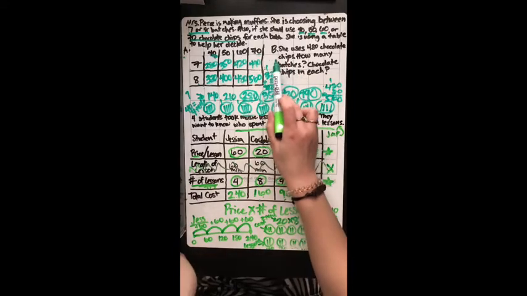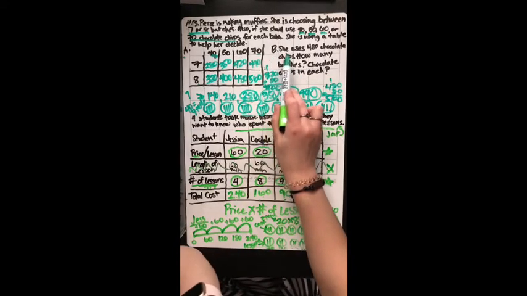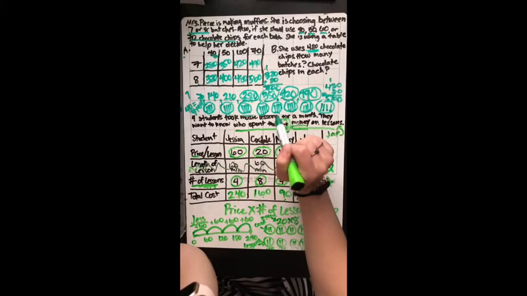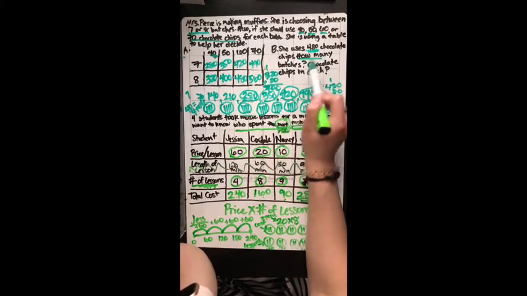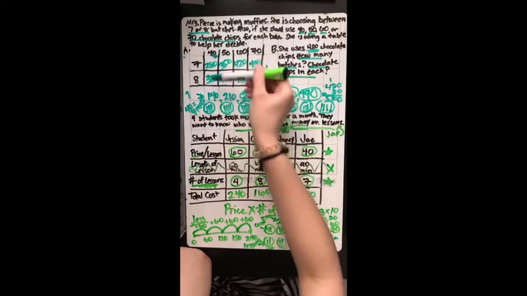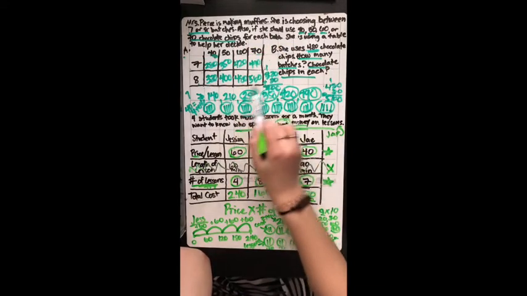Now next for part B though, it says she used 480 chocolate chips. Then it asks me two questions. How many batches did she bake? And how many chocolate chips did she put in each? So I'm going to use the information that we put in our table to help me out.